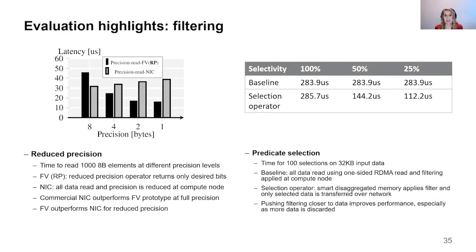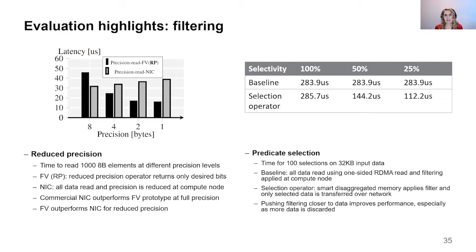benefits. Similarly, we can look at predicate selection, which is a common operation in databases. Here the idea is that we've got a set of data and we're trying to select only a fraction of it, ranging from selecting all of the data, 100%, all the way down to selecting only a quarter of the data, 25%. Again, the comparison point is a CPU where we transfer all of the data and then apply the selection at the compute node. What you can see is that pushing the filtering closer to the data really improves the performance, especially as our operations get more selective, as we throw away more of the data.